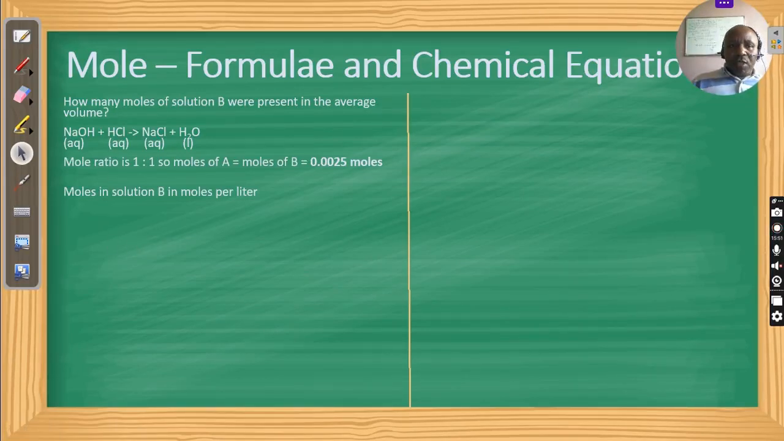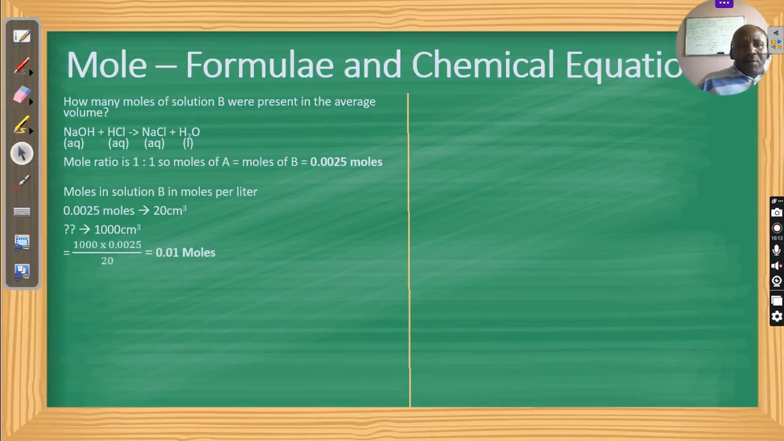Then another question is the concentration of solution B in moles per liter. The 0.0025 we have found is in 20 cm³. Remember, we found that our average volume was 20 cm³. So 0.0025 moles is in 20 cm³. What about 1000 cm³? You do your cross multiplication and you find that the molarity of solution B is 0.01 moles per liter. So that is it. Let us look at the second practice question, which is a redox titration.